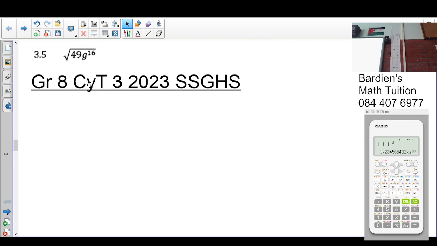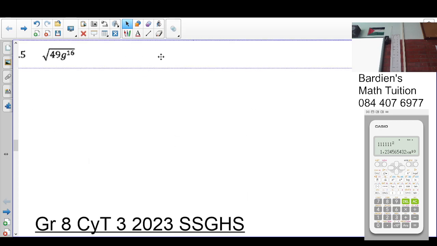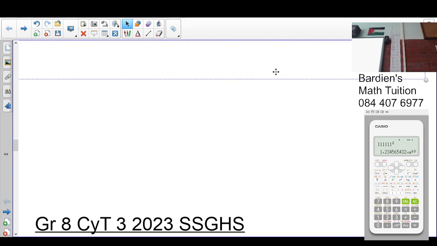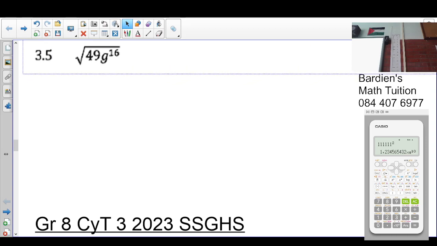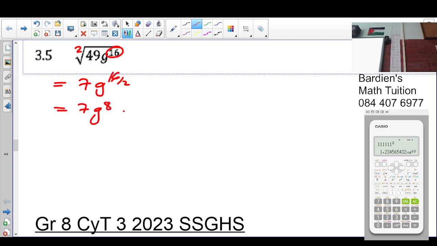Let's look at the next one. What's the square root of 49? 7. Yes. Say 7. 16 divided by 2. And what's 16 divided by 2? 8. Okay, you're right, you're right.